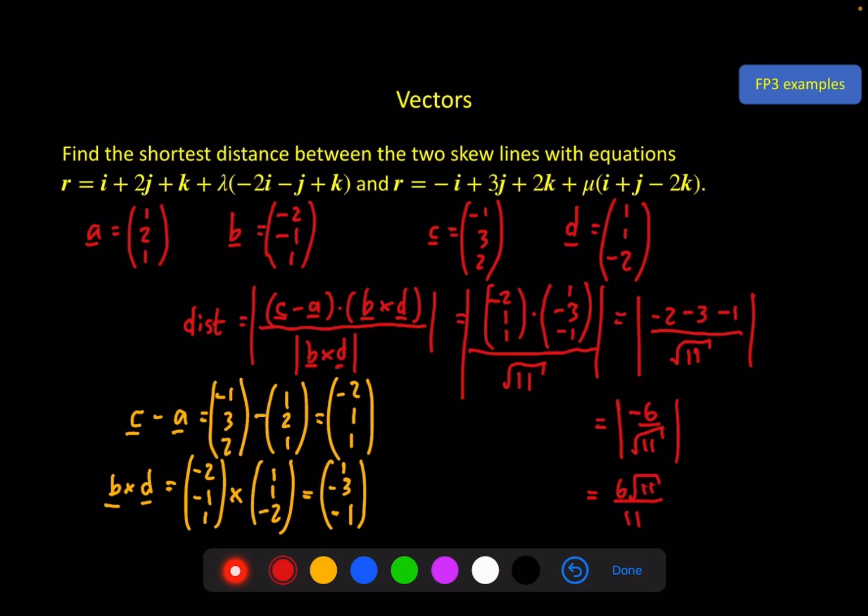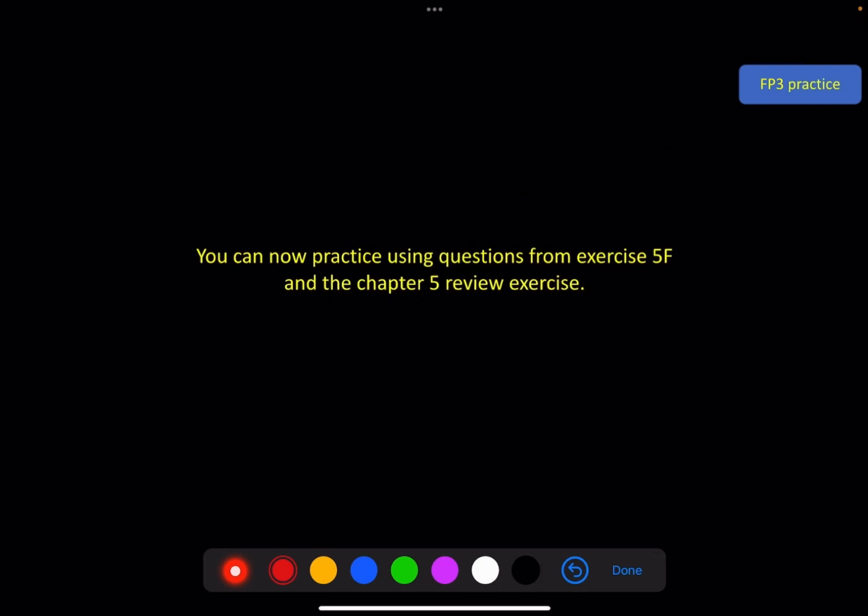That's a lot of work going through all of these different sorts of problems, but hopefully that is enough for you to have a go at the questions from exercise 5F, and then to review the whole chapter on vectors, the chapter 5 review exercise in the textbook as well. And maybe I'll see you for matrices in chapter 6.